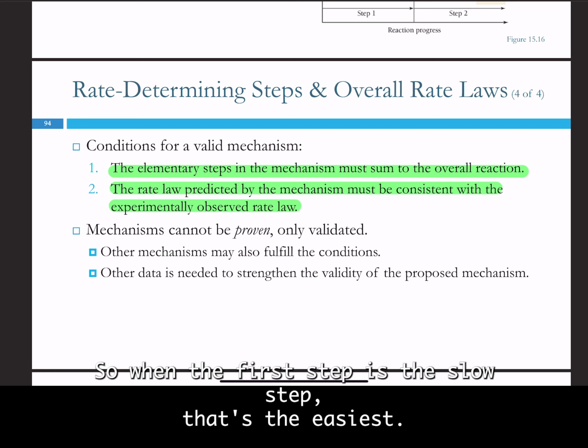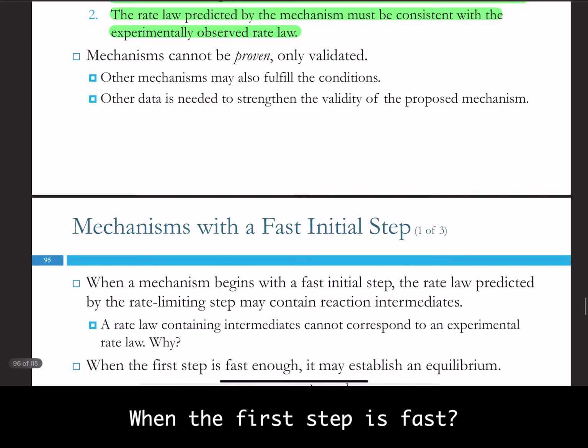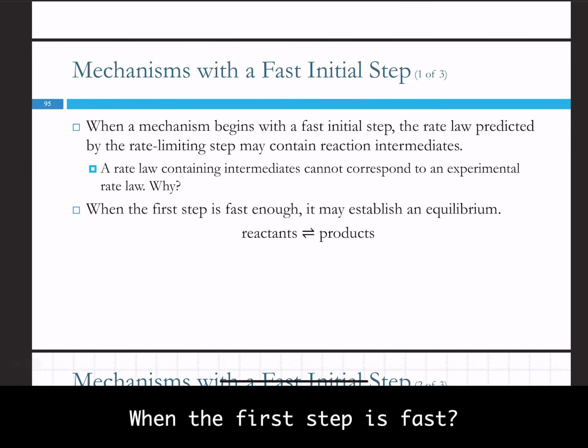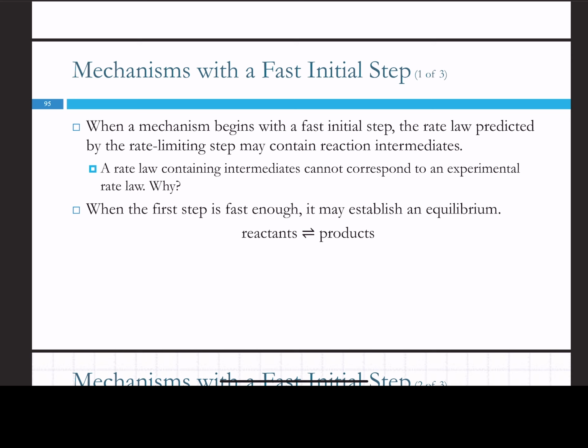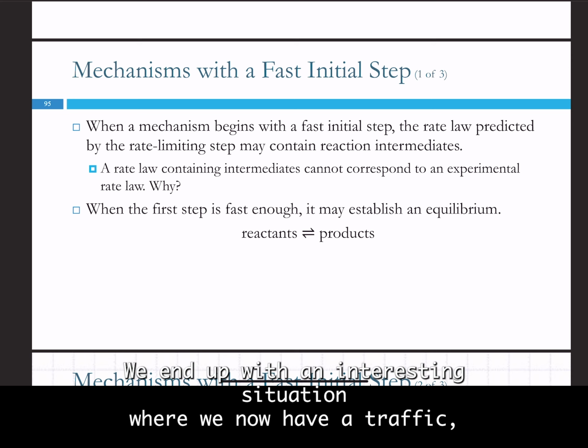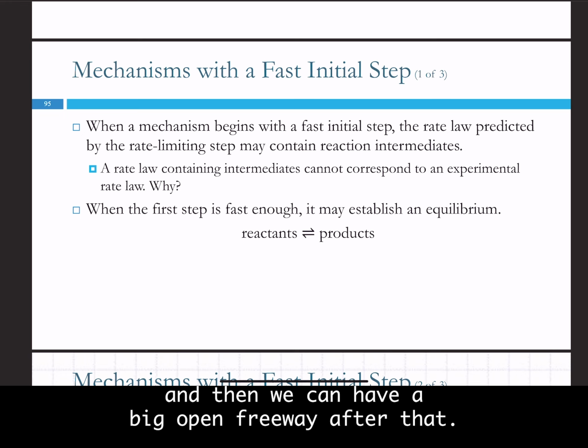So when the first step is the slow step, that's the easiest, but what if it's not the slow step? What if our first step is fast? When the first step is fast, or really when the first step is not the slow step, we end up with an interesting situation where we have a big open freeway and then a traffic jam, and then we can have a big open freeway after that.